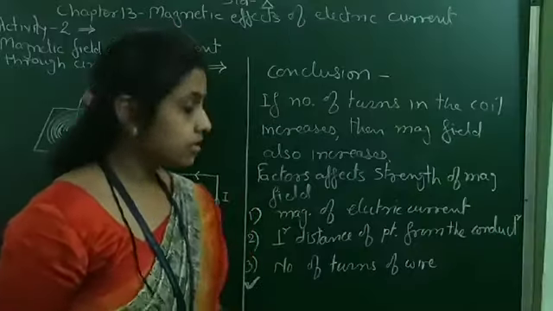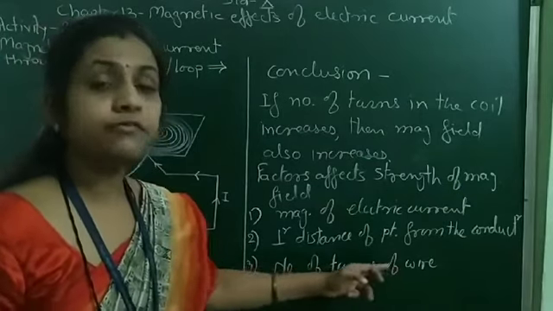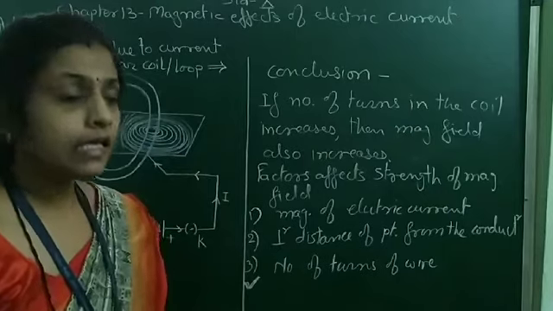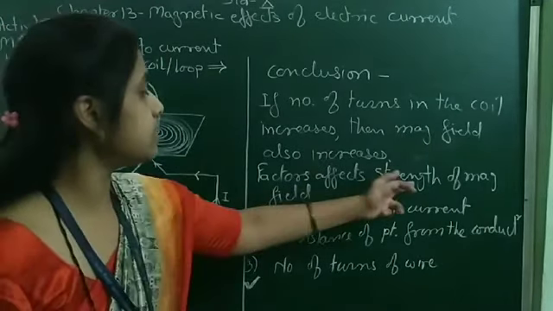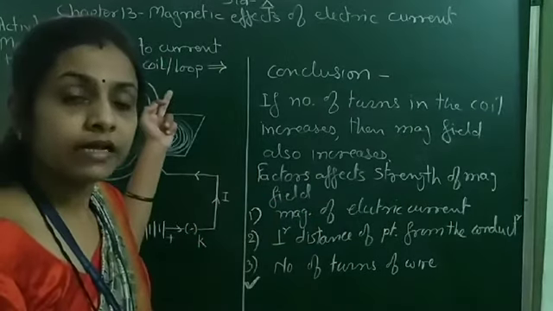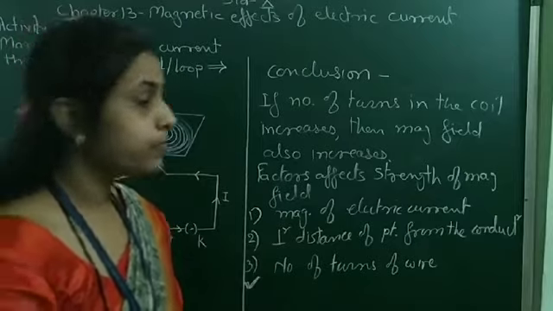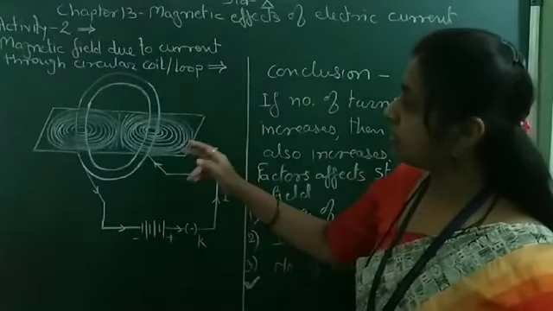So from this second activity, what do we conclude? If we increase the number of turns of wire, then the magnetic field increases. So from the first activity, we get two factors which affect the strength of the magnetic field, and from the second activity, we get the third factor. So now we just see how the activity is done. That is what we require.